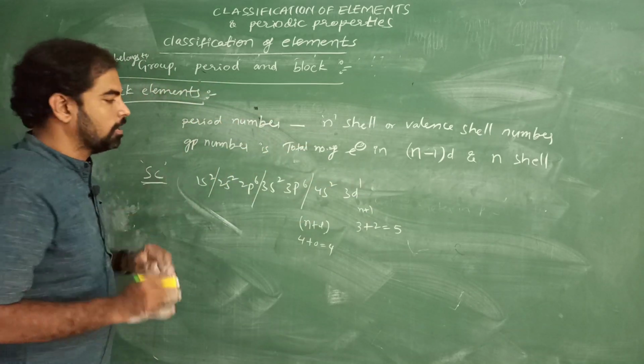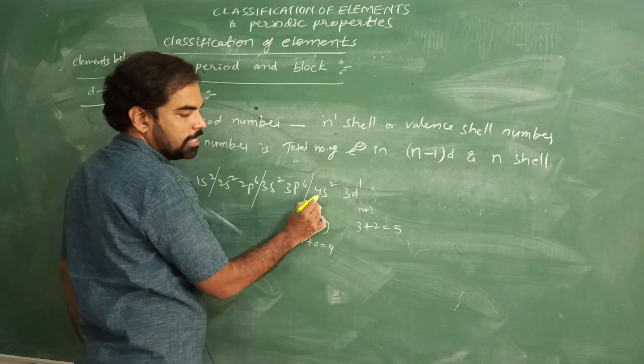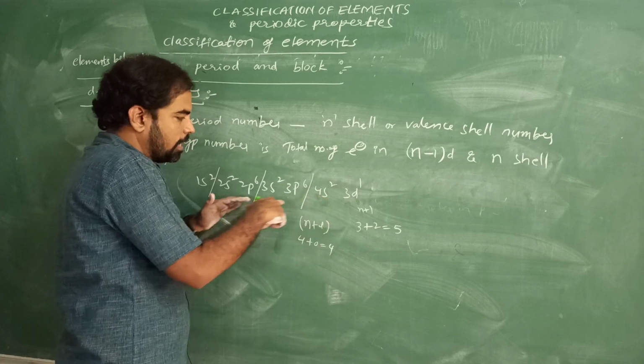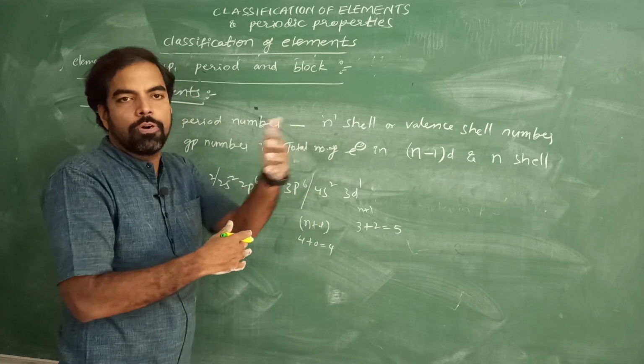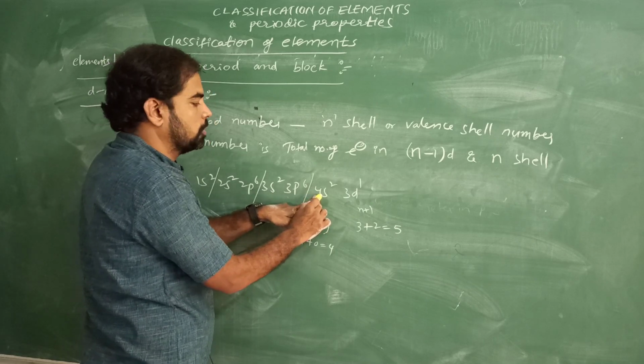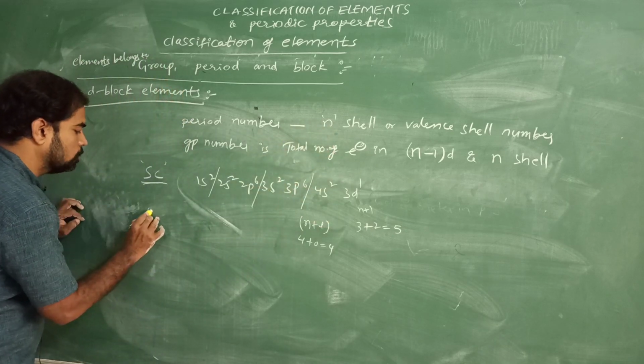Is it clear? Right. The valence shell is the last shell. This is the n shell and this one is the n-1 shell. We write like this according to the Aufbau principle. Here n means the last shell, the fourth shell. Here 4 is the period number. Scandium belongs to the fourth period.